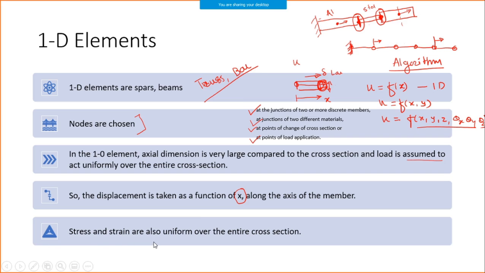So stress and strain are also assumed to be uniform over the entire cross section. If my cross section is somewhere in this fashion, and I have one single element, the stress at this location and this location, all the values of the stresses will be the same in the single element. That is one thing. It is assumed. This is the technique, the way we take FEA for an analysis.